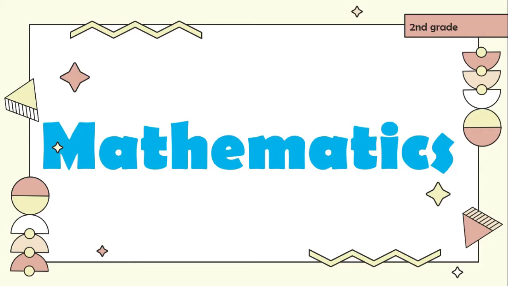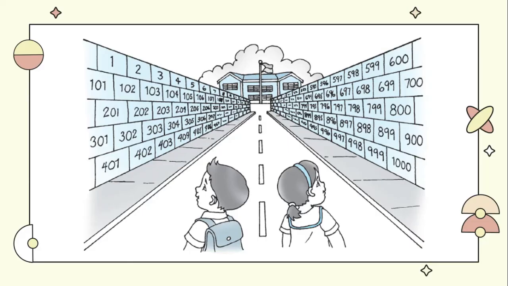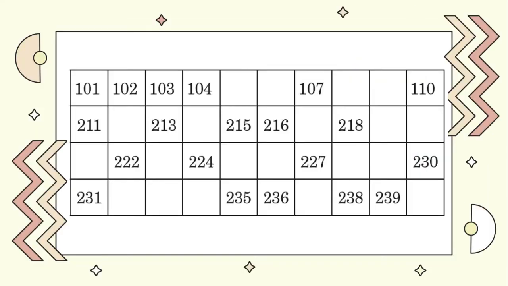Hello kids, good morning. For our mathematics subject, we will proceed to lesson 7 and it's all about ordering numbers from 100 to 1000. And I know that you have learned to count from 1 to 1000. And when you count, you begin from the lowest to the highest number. Now let's look at this number chart here.